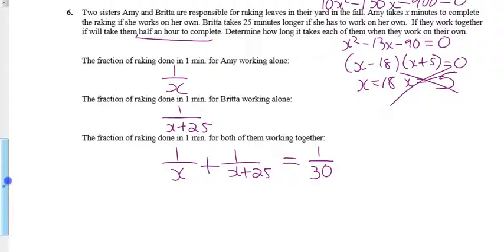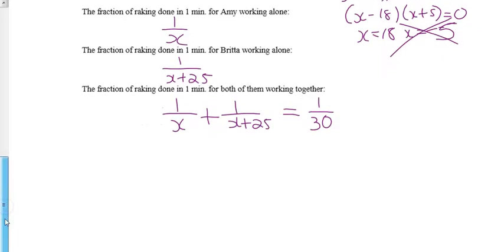Okay, we know that x can't be 0, nor can it be negative 25, whether mathematically or contextually. The question asks for the fraction of raking done in 1 minute for both of them working together. And if you look at the bottom, doesn't it say to solve? Really? We don't have to do that, but I still want to solve it. I'll solve it for you. You can just copy this down.